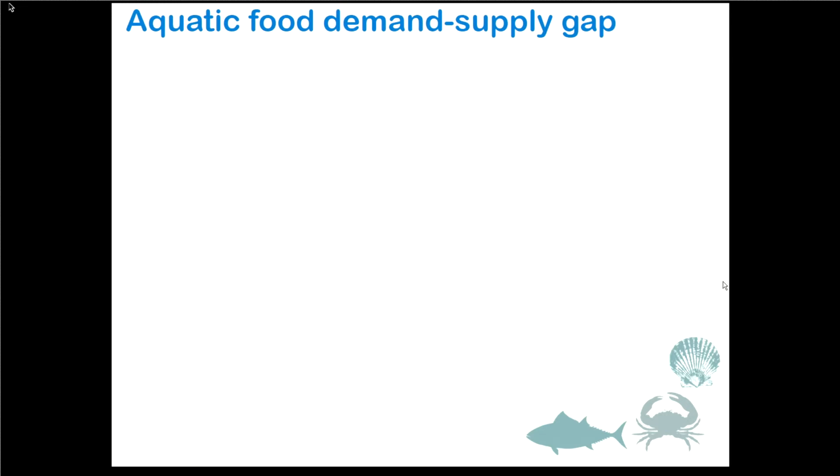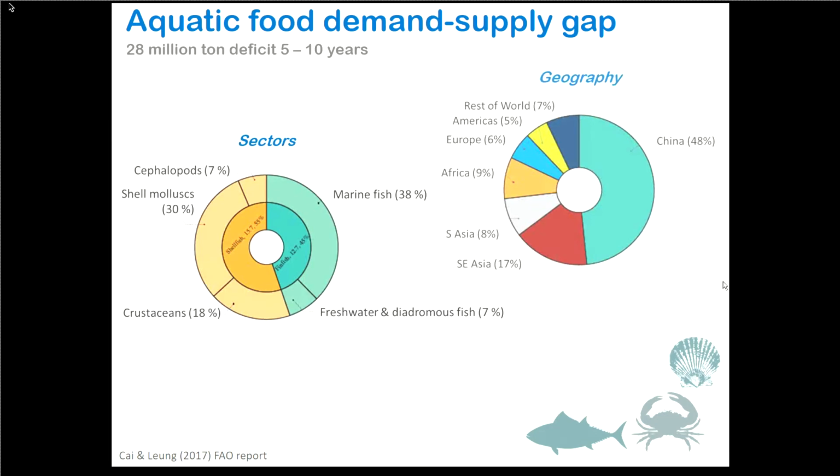Now, to put this in context, it's often been pitched as a future challenge. We need to increase food production by 2050. But actually, a recent paper by the FAO showed that within the next 5 to 10 years globally, we face a 28 million tonne deficit between seafood production and demand. And this is because of a growing middle-income sector. They're becoming richer and therefore eating more seafood, paired with a growing global population. This means we're going to need more seafood to feed a growing population.